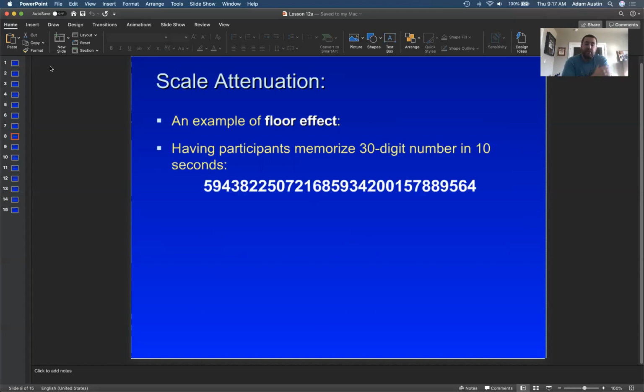Now, if you have them try to remember a 30-digit number and you give them 10 seconds to memorize it, odds are nobody is going to be able to do this. So you're going to end up with a floor effect, where everybody's going to be failing this task, and you're going to conclude, well, all my participants' memory was flawed or insufficient. And again, that's not the case. It's that the way you designed the study is flawed because it's running into these floor and ceiling effects.